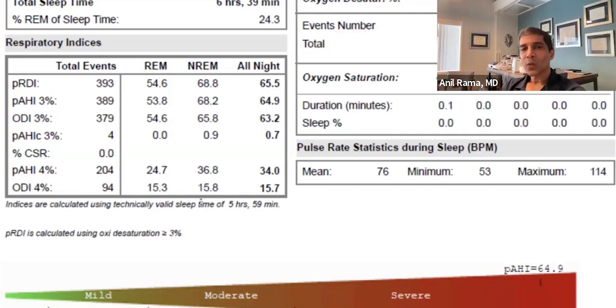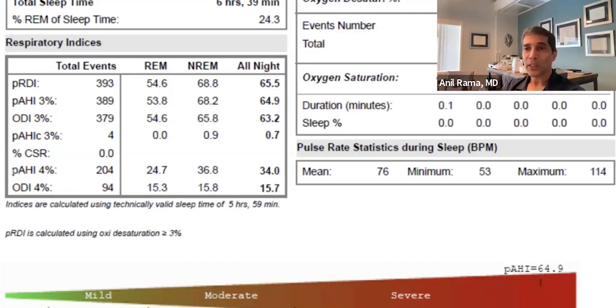So part of what I do when I read a WatchPAT is I try to validate it in my mind. Do these numbers make sense? So this already doesn't make entire sense. Does that make sense? Hey, that's a little bit strange. Why isn't it worse in REM versus non-REM? Then we have the PHI 4%.